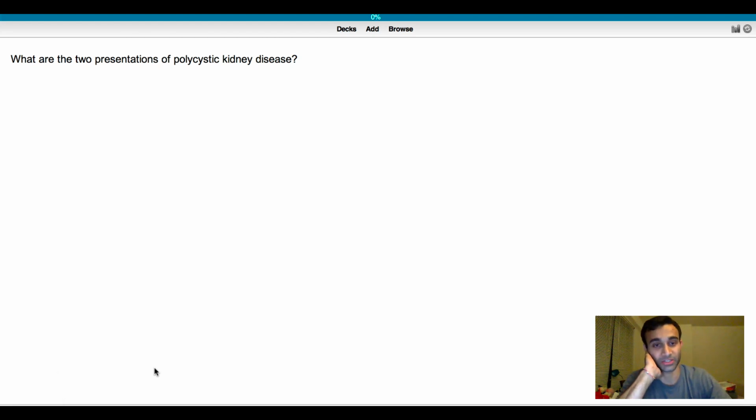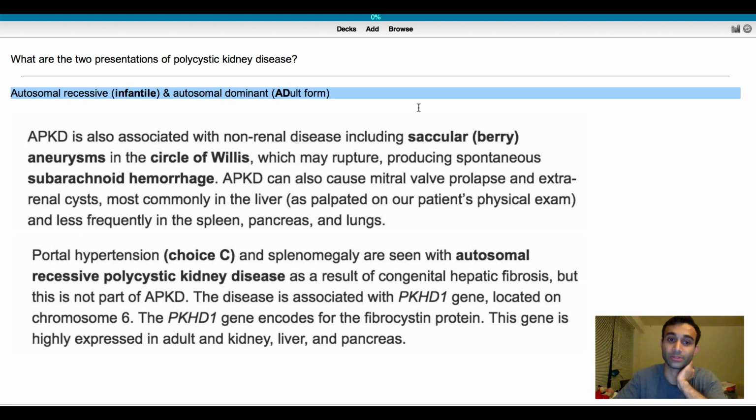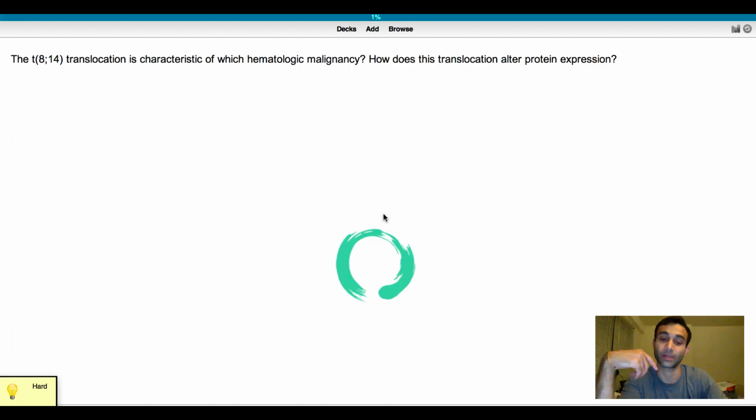What are the two presentations of polycystic kidney disease? Well, you have an autosomal recessive version and you have an autosomal dominant version. The problem with the autosomal recessive version is that it becomes pretty penetrant early on, which means you express the defect very early on. With the autosomal dominant one, you don't express it as early, so you get the disease presenting much later on. So in this case, the adult form. And you'll see right here that this is a snippet from the Kaplan Qbank. I just included a snapshot of what the right answer was and what the wrong answer was when I was learning about this particular topic.